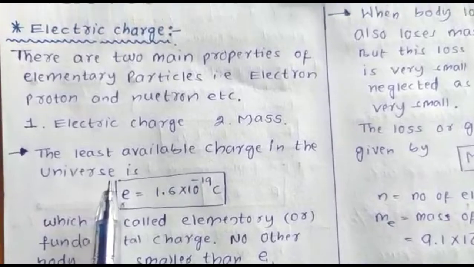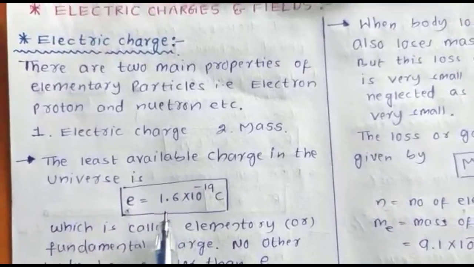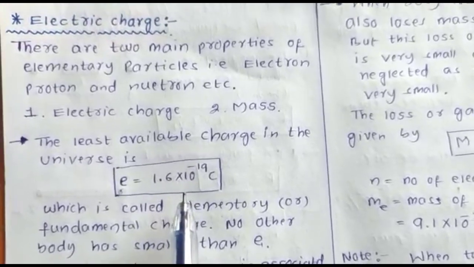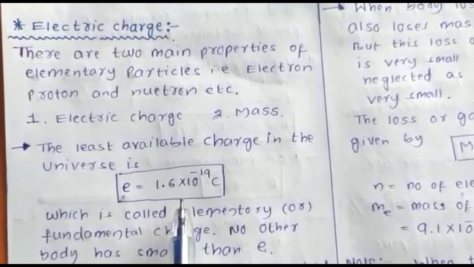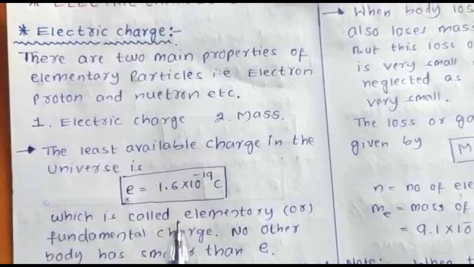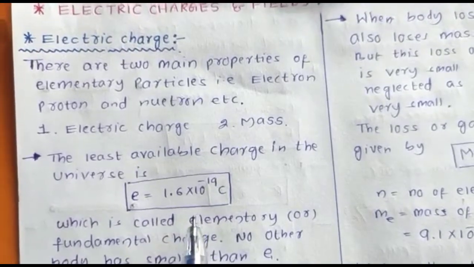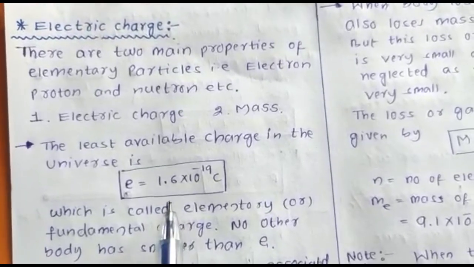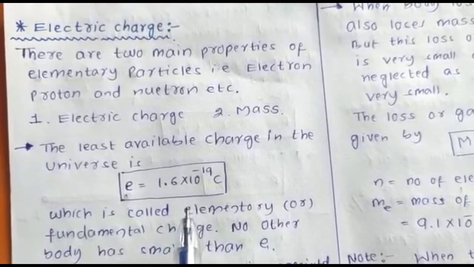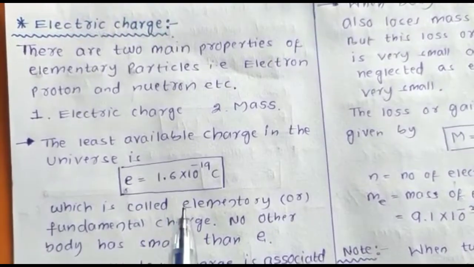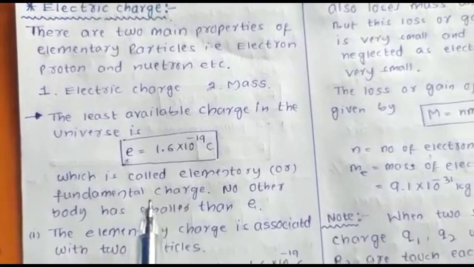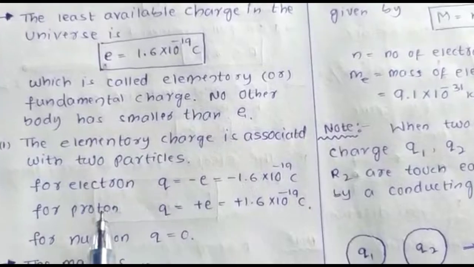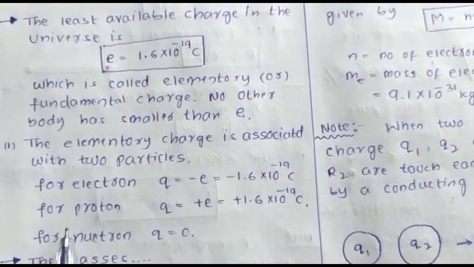The least available charge in this universe is 1.6 × 10^-19 coulomb. This least possible charge in this universe is called the fundamental or elementary charge. If you take any object or material, that material has no charge smaller than this value. Therefore this is the smallest possible value of charge in this universe, and it is called the elementary or fundamental charge. This charge is associated with two particles: one is the electron and the other is the proton.